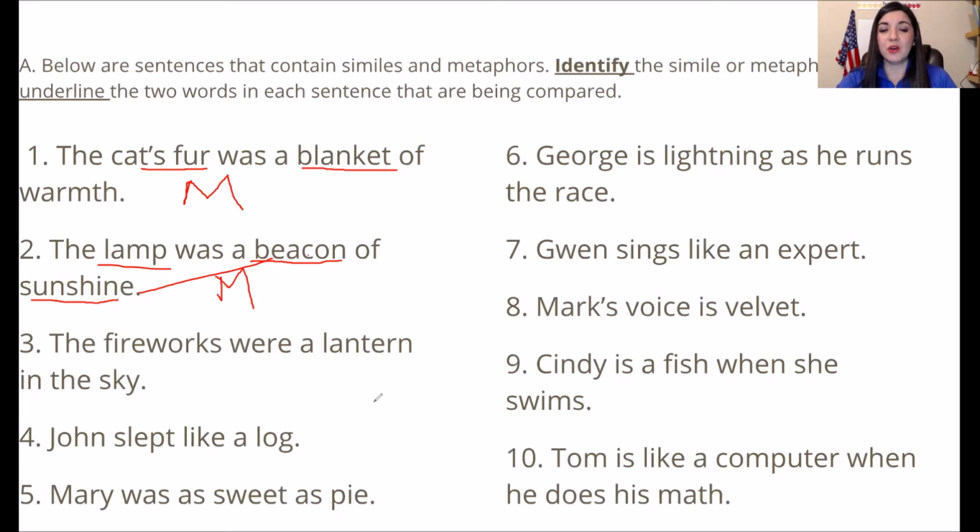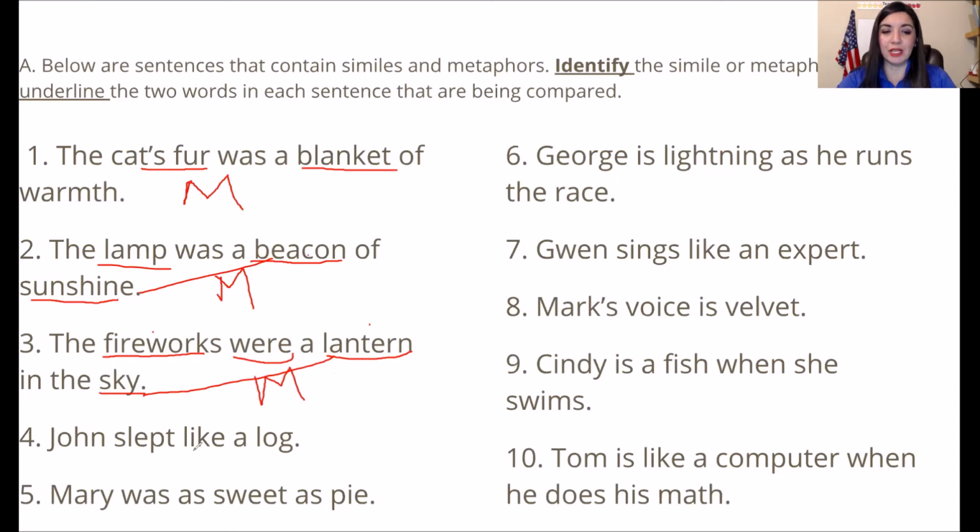Number three, the fireworks were a lantern in the sky. Fireworks is the first subject. What's the second thing it's being compared to? A lantern in the sky. So these two are together. So fireworks are being compared to a lantern. So they were lighting up the sky. And this is also a metaphor.